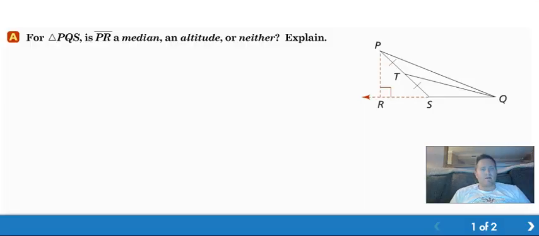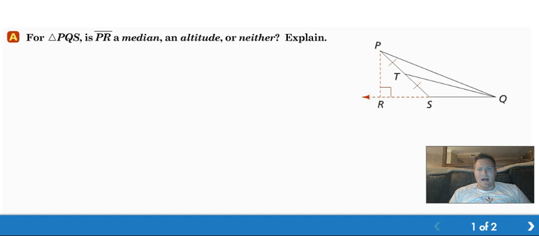Alright, so my first problem we have right here. For triangle PQS, we're trying to identify, is PR a median, an altitude, or neither, and explain. Alright, so let's look at this. If I look at QT, and I know we're not looking at that first, but if I'm going from a vertex right there to the middle, and that was a really poorly drawn thing. Let's see if I can get lighter. It's still the same. This QT, if I'm going from one of the vertices right there to the middle, that would be my median. So remember, that's what a median is.